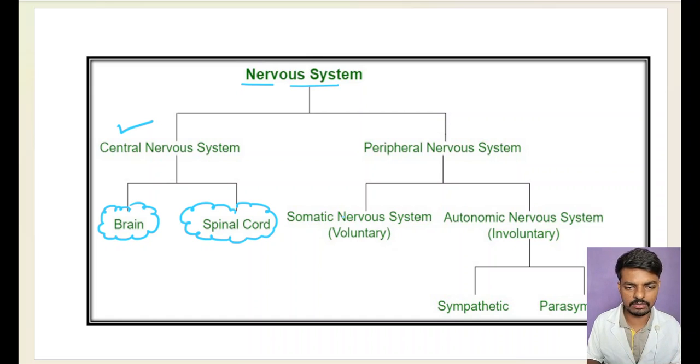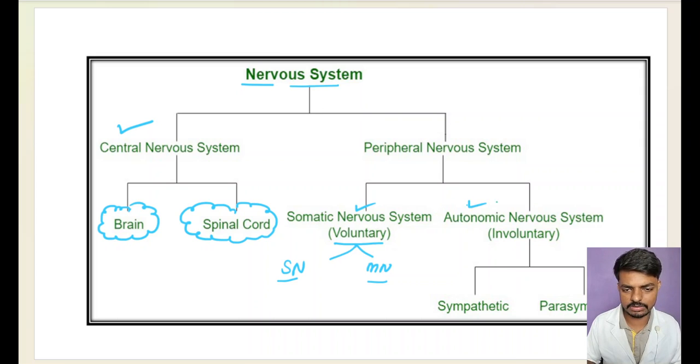Okay, and we have seen the somatic nervous system also. In this we have discussed that the somatic nervous system is voluntary, meaning it is in our control. We have discussed the sensory nerve and the motor nerve already, very in detail. The sensory nerve is also called the afferent nerve, and the motor nerve is also called the efferent nerve.